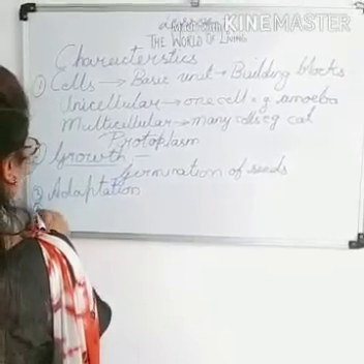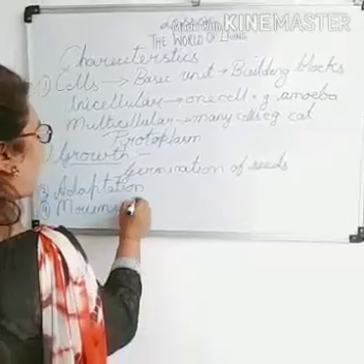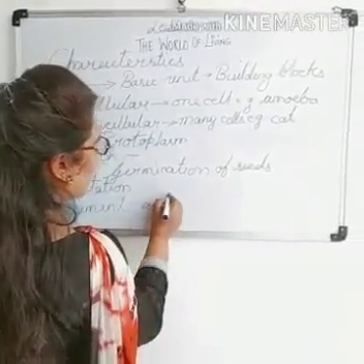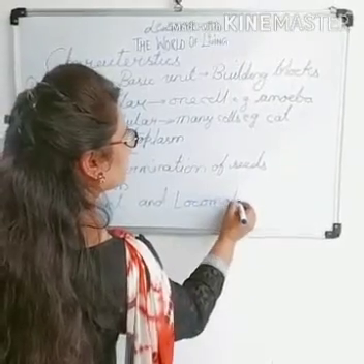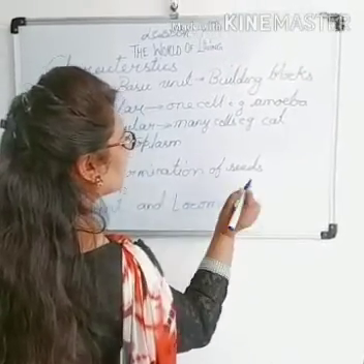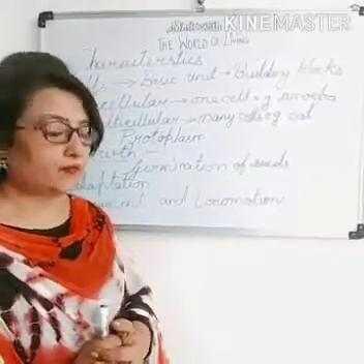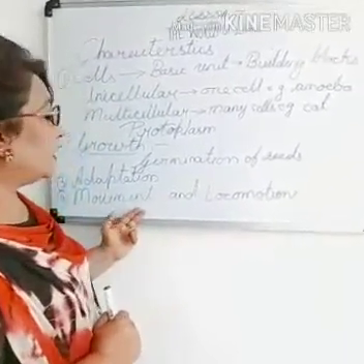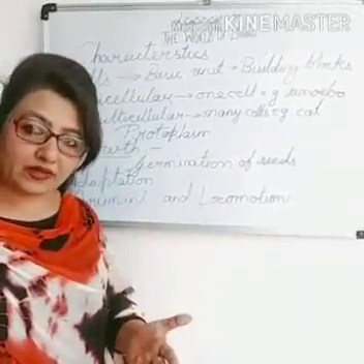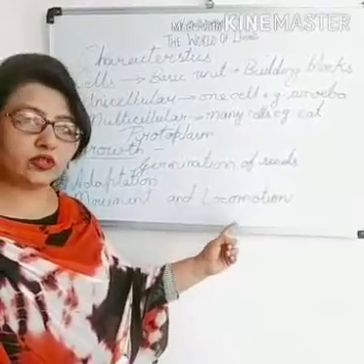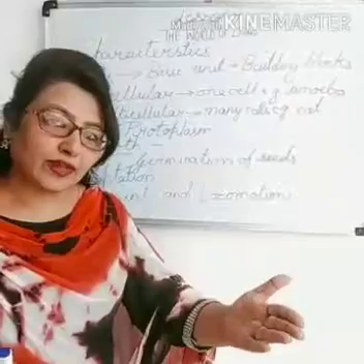and the fourth one is movement. Movement and locomotion are two different things. In movement, the organism can move only its body parts, but in locomotion, the entire organism moves from one place to another.